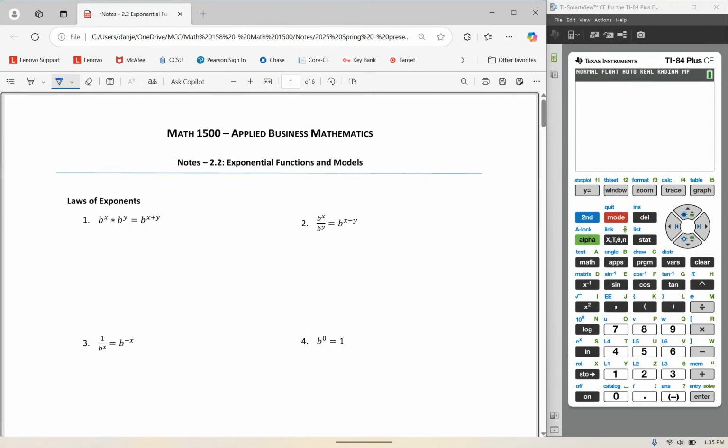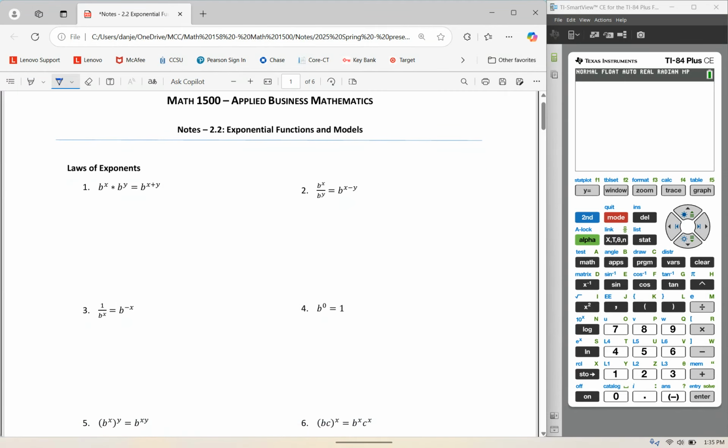Okay, welcome back to my Math 1500 Applied Business Mathematics from Connecticut State Community College. Today we're going to look at exponential functions and models. We'll do some exponential regression as well. I want to begin with a quick review of our exponent rules or laws of exponents.